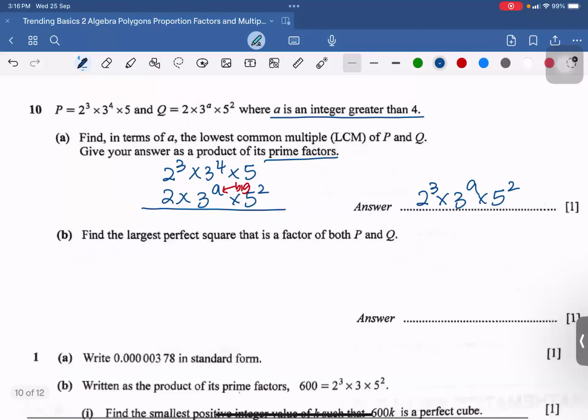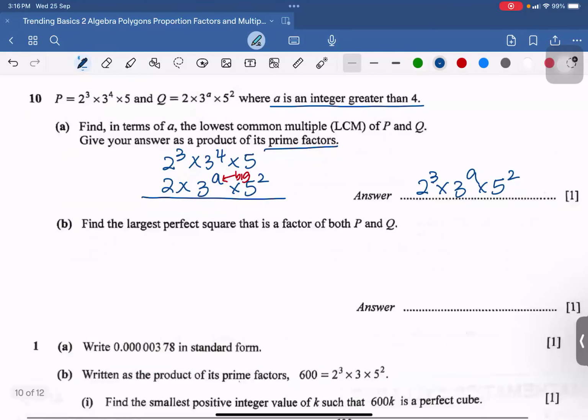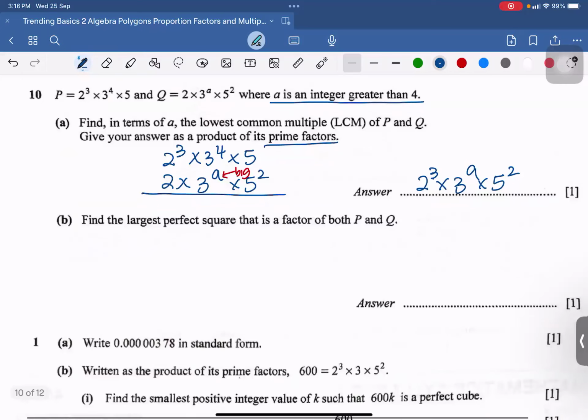Okay, 10B. I explained this many times already. There are 2 parts to the question. Can you tell me what are the 2 main keywords that I need to know? Perfect square. So the power of a perfect square must be an even power, must be a multiple of 2. And then one more keyword, I highlighted. What's one more keyword? P and Q. Factor of both P and Q.